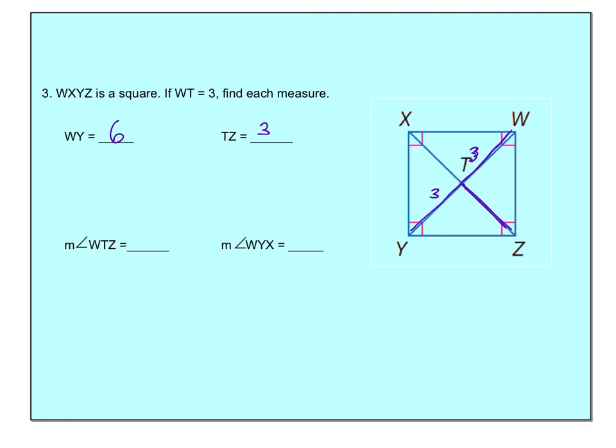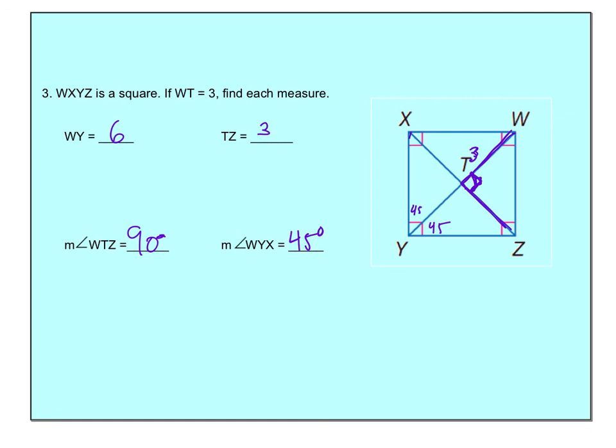So now WTZ, this angle, how big is that? Well, remember it's a rhombus, so this is actually a 90-degree angle. And then WYX, remember it's a rhombus, so it bisects, so that makes that 45 and that 45. There's my answer.